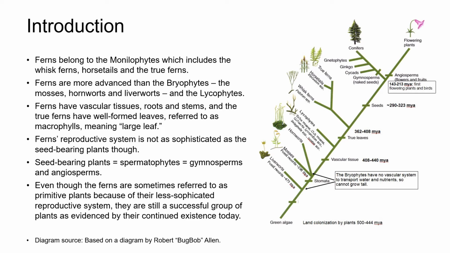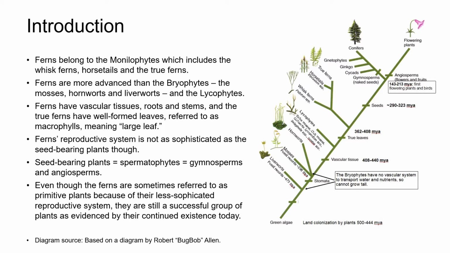Ferns belong to the group of plants called the monilophytes, and you should already have learned a little bit about the monilophytes in the short UC Davis video in Canvas. The monilophytes have vascular tissue, roots, and stems, and the true ferns have true leaves, referred to as megaphylls, meaning large leaf. The monilophytes still share a similar reproductive system, though, with the earlier groups of plants, the bryophytes and the lycophytes.